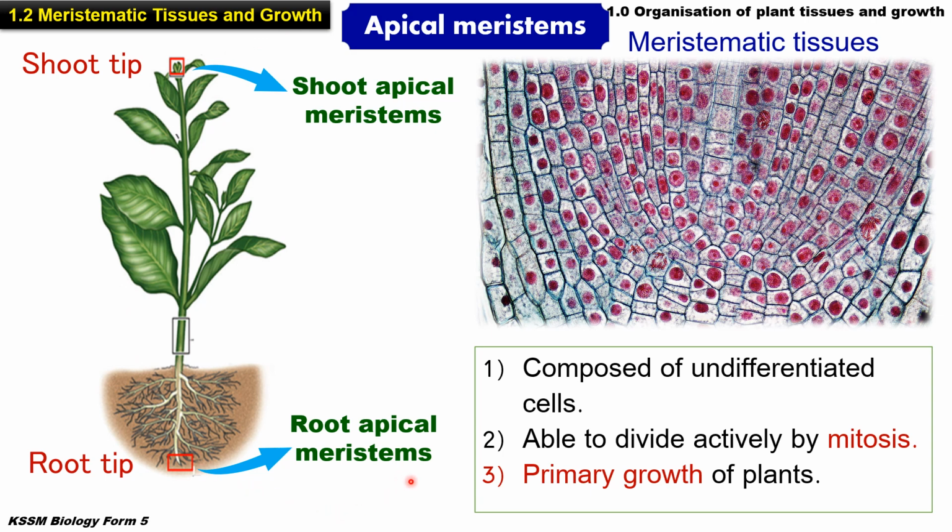So tadi saya dah minta you buat dalam bentuk tree map under apical meristem, you tambah sikit these three information. Composed of undifferentiated cell, and then dia ada actively mitosis, and the function for the apical is for the primary growth. Done. Okay, seterusnya, slide yang seterusnya kita akan pergi for the second type for the meristematic tissue.